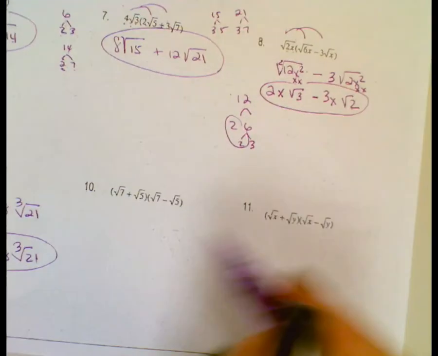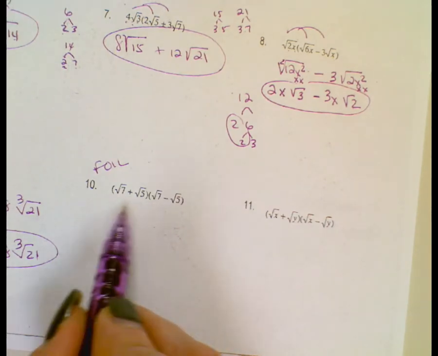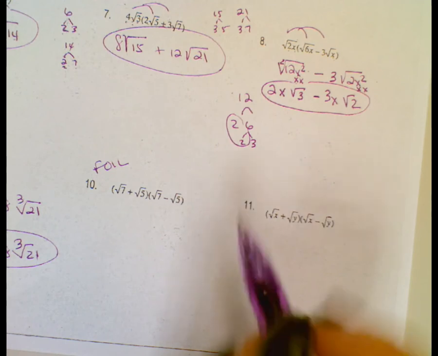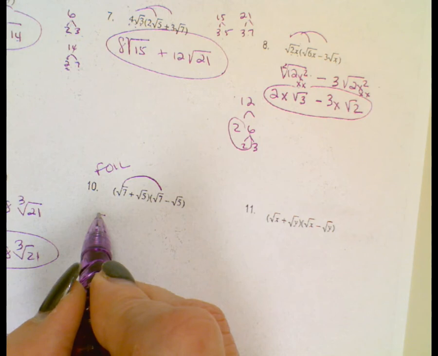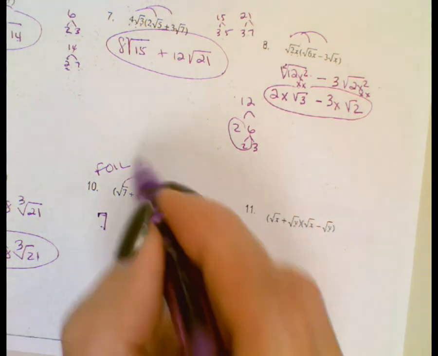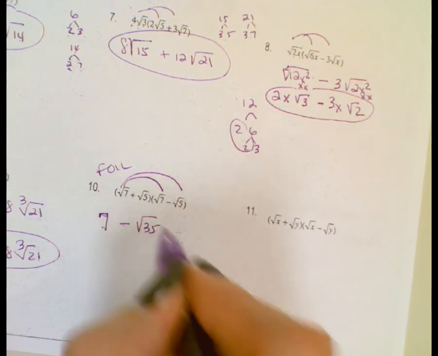Okay, next one. We're foiling, but these are conjugates. So when you have conjugates, you really only have to do first and last because your outside and inside will cancel, but I'm still going to do all the FOIL just to show you that. Radical 7 times radical 7 is radical 49, which is 7 because there's 2 7s, so 1 comes out. Radical 7 times radical 5 is negative radical 35.